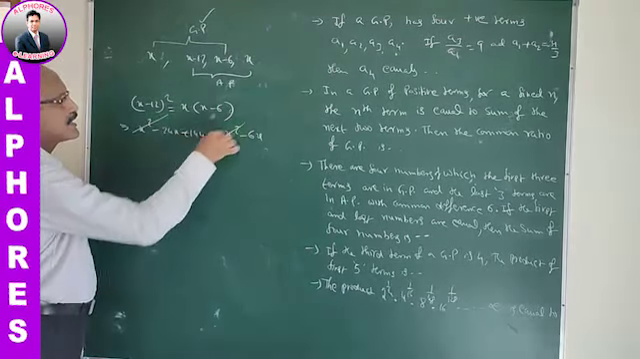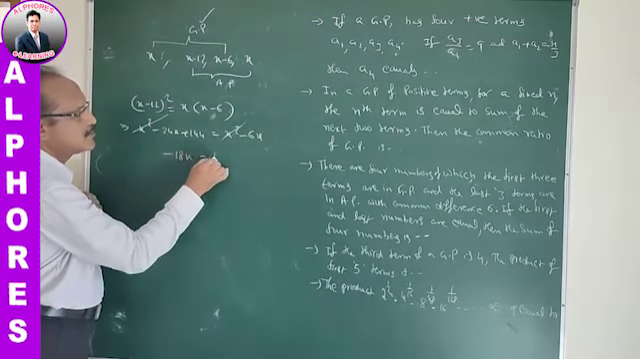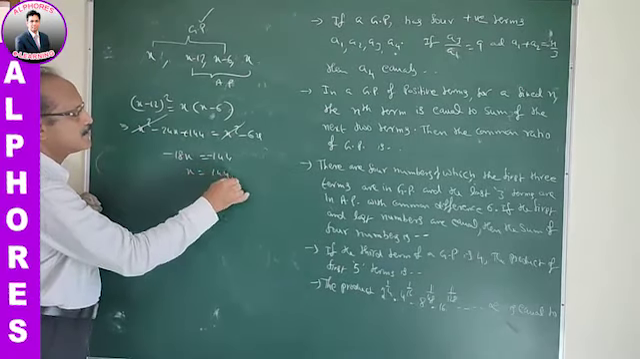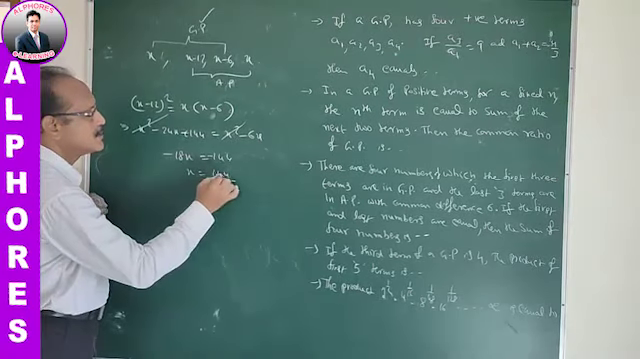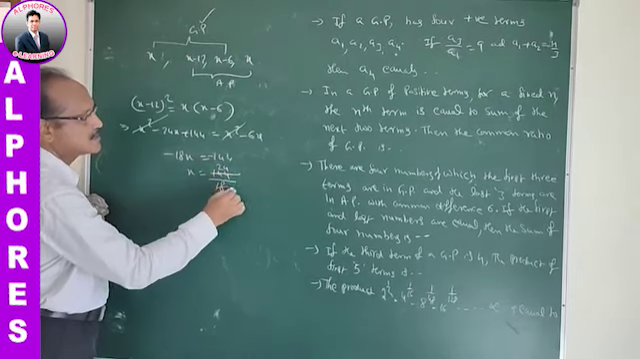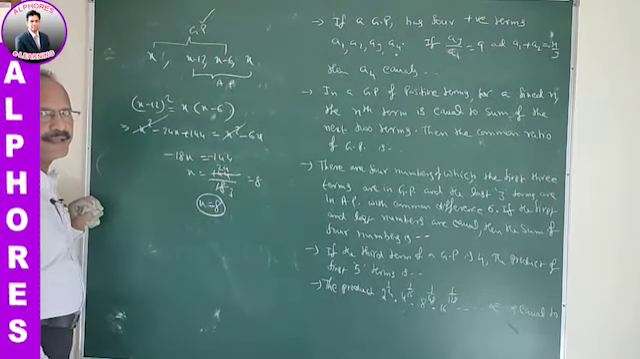X square gets cancelled, and minus 18x is equal to minus 144, or x is equal to 144 by 18, right? So here 2, 6, 4, 12, 4, 6 and 3, 6, or it is 8. X value is 8. Right.